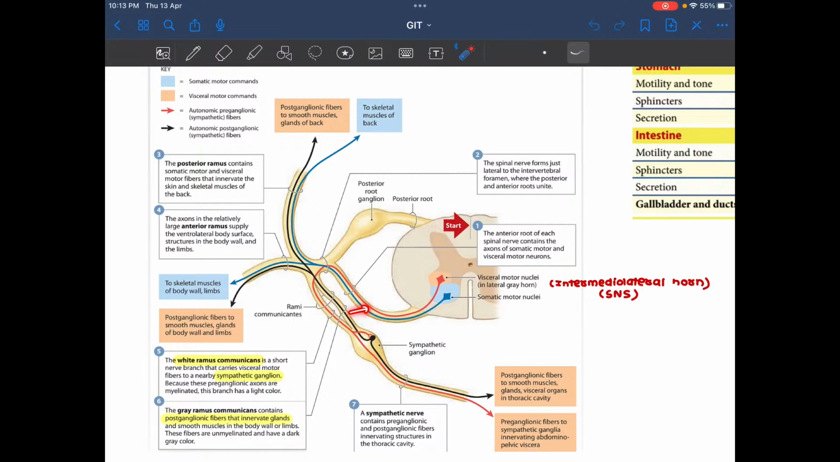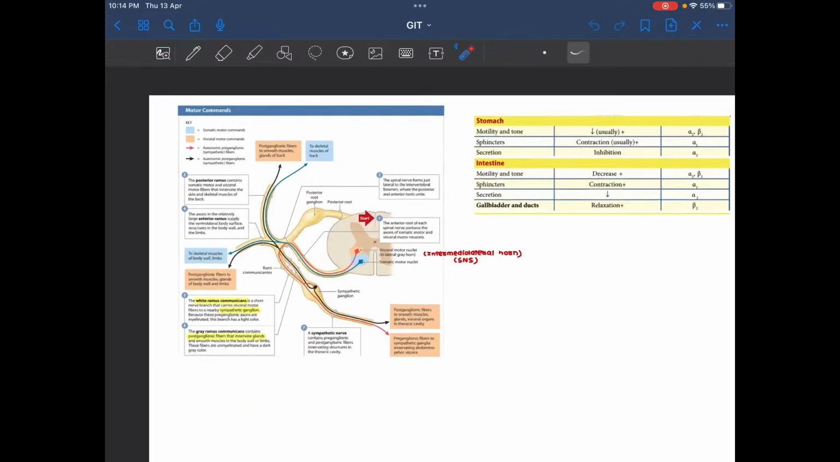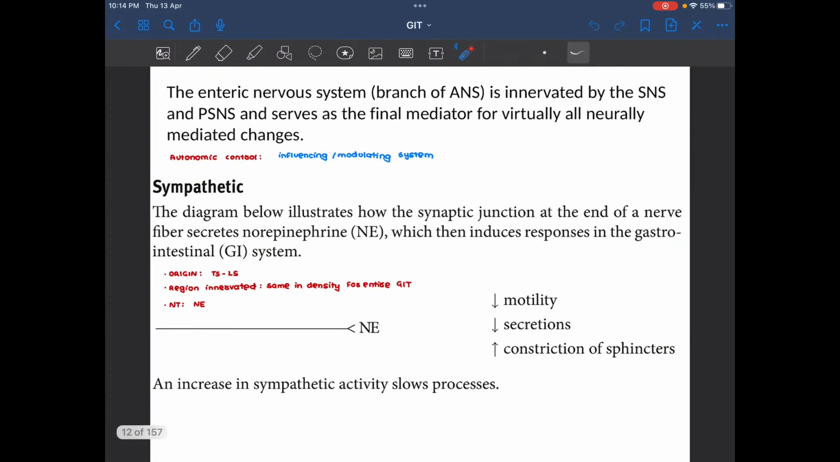What about the gray ramus communicans? The gray ramus communicans does the opposite. From the sympathetic ganglia, it carries the postganglionic sympathetic fibers and supplies them to the glands, or to the GIT in this case. So just remember the white ramus communicans carries your preganglionic sympathetic fibers, and your gray ramus communicans carries your postganglionic sympathetic fibers. We know the origin of the sympathetic supply to the enteric nervous system is T5 to L5.